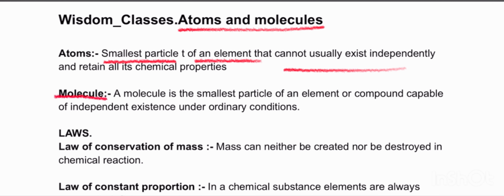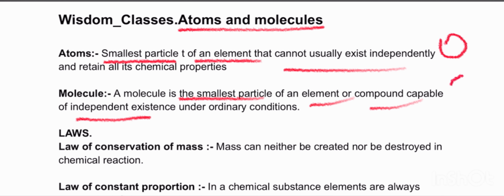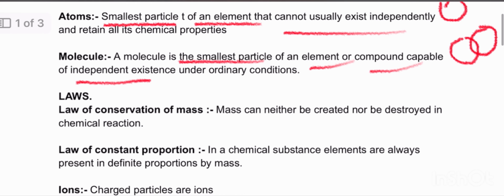Next question, what is a molecule? A molecule is the smallest particle of an element or a compound which can independently exist in nature. So the difference between an atom and a molecule is that an atom cannot independently exist, but a molecule can. An atom looks somewhat simple like this, but a molecule is nothing but a group of atoms, in simple words.